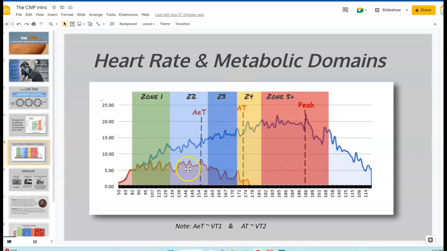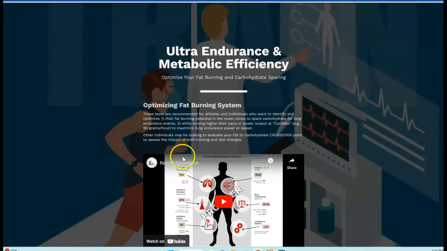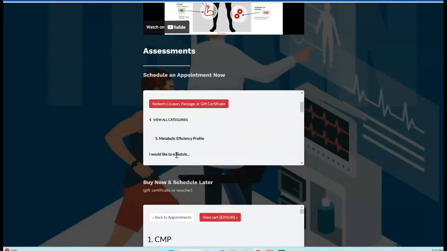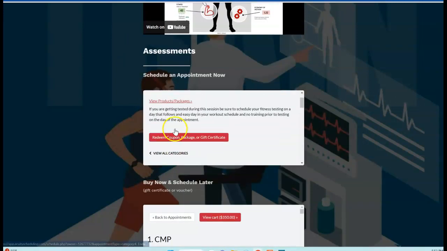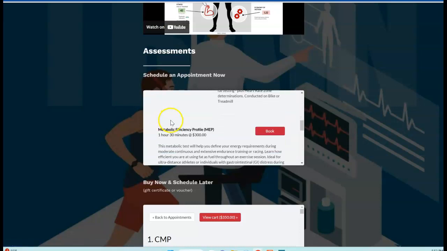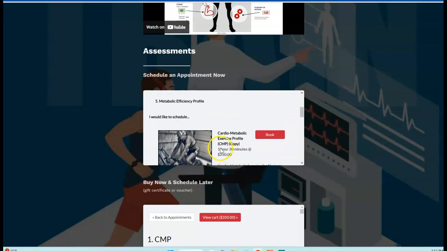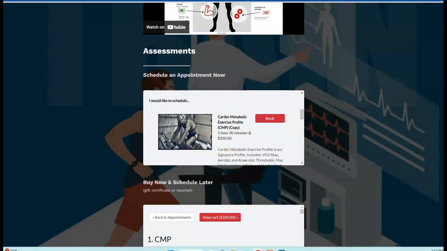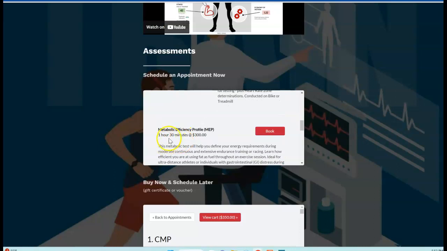Also, what typical ultra distance athletes are focused on is how much can I do as far as speed or power output at this fat burn, and then how much carbohydrate fuel do I need. So that's where the metabolic efficiency profile comes in. So if we look at your options here, we have the cardiometabolic profile, and then as kind of a confirmation or another assessment further down the line, we do a metabolic efficiency profile.